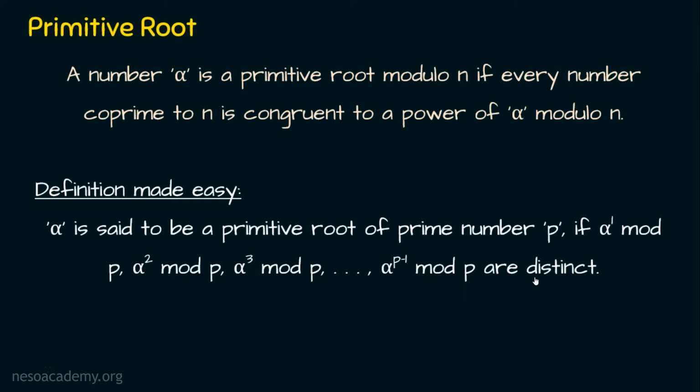For example, for the prime number 5, if we take alpha equal to 2, then 2 power 1 mod 5, 2 power 2 mod 5, 2 power 3 mod 5, up to 2 power 5 minus 1, that is 2 power 4 mod 5, are all distinct. Then alpha is said to be a primitive root of the prime number p. Anyway, we are going to understand this when we see the examples. Let's directly step into example number 1.